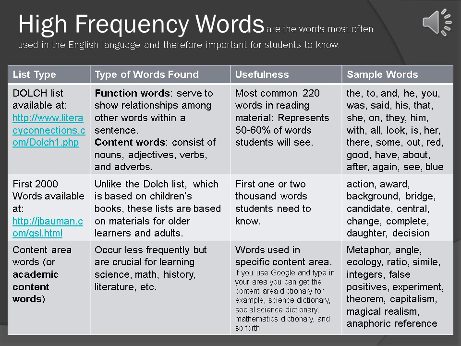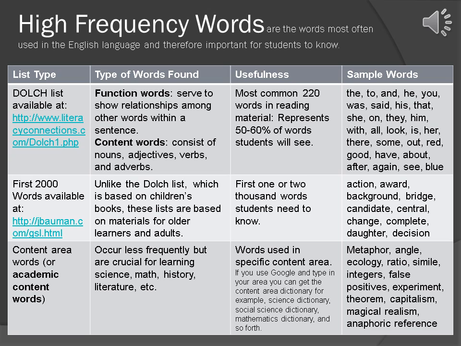The next list is the first 2,000 words list. Unlike the Dolch list, which is based on children's books, these lists are based on materials for older learners and adults. This list contains the 2,000 words that students will need to know. Some examples from this list are action, award, background, bridge, candidate, central, change, complete, daughter, and decision.